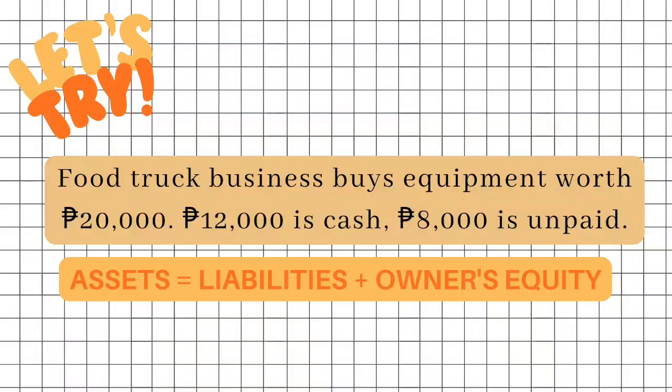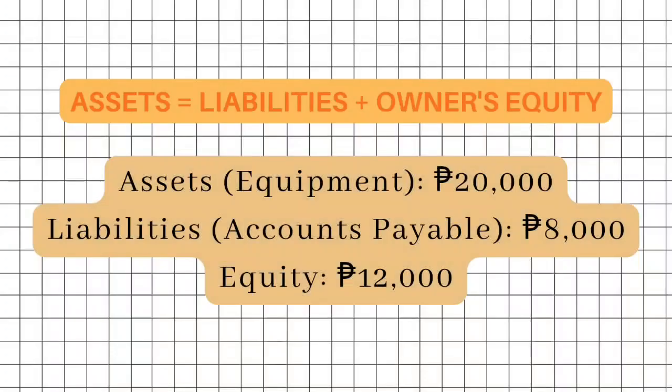Assets equals liabilities plus equity. A food truck business buys equipment for 20,000 pesos. 12,000 is paid in cash while 8,000 is unpaid. The equipment is an asset worth 20,000 pesos. The 12,000 pesos paid in cash comes from the owner's equity. The 8,000 pesos unpaid amount becomes a liability. Once again, the equation stays balanced.